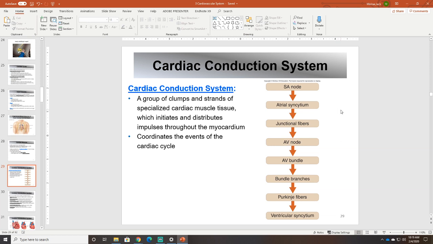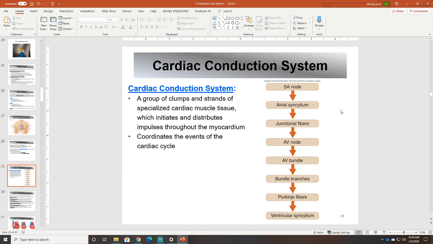So the cardiac conduction system is a group of clumps and strands of specialized cardiac muscle tissue, which initiates and distributes impulses throughout the myocardium. So what does this mean? With the cardiac conduction system, we're going to be talking about the structures in the heart that initiate or begin the signal to contract and then spread it to the appropriate parts of the heart at the appropriate time.